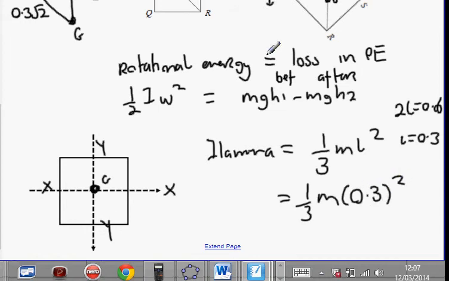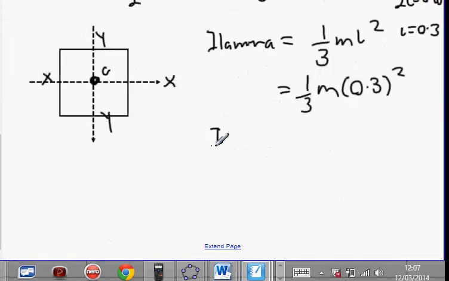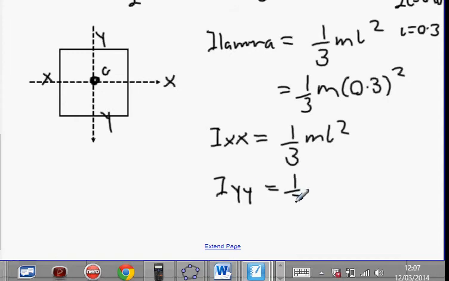There are two axes, XX and YY, two different rotational axes. So we have I_XX as a third ML squared, and I_YY is also a third ML squared. Now, what we're going to do next is the perpendicular axis theorem. Does anybody remember the perpendicular axis theorem?